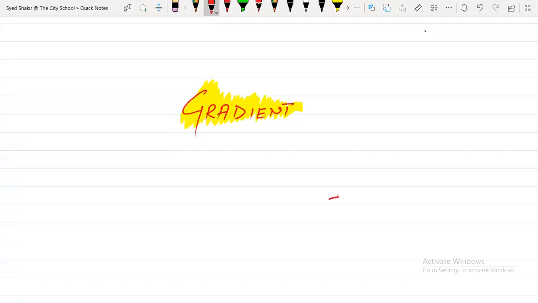Today I'm going to discuss how to find the gradient of a line under different conditions. Gradient. What is gradient? Gradient means steepness of the line. Gradient means slope of the line.